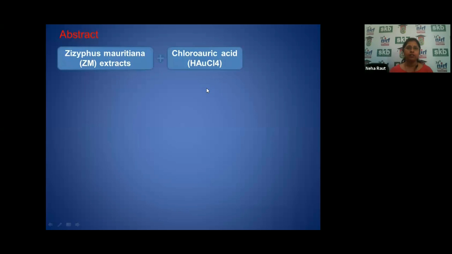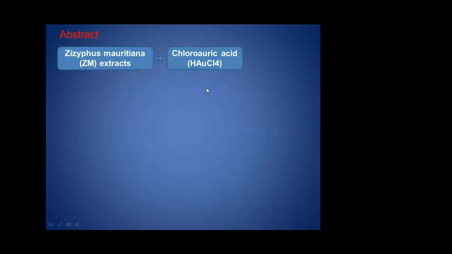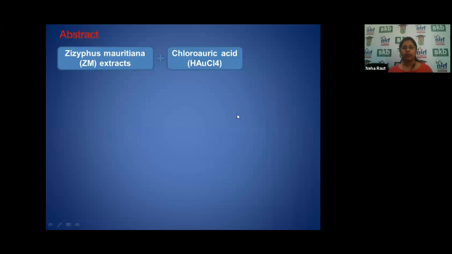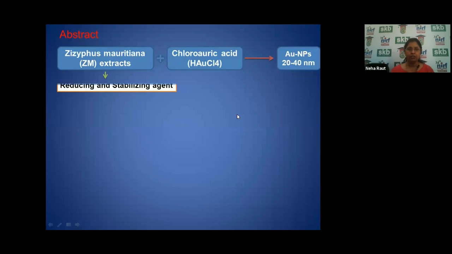So the abstract is here. Yeah, the abstract given here: in this study, the Ziziphus mauritiana extract is added to the chloroauric acid and it gives gold nanoparticles, as gold is indicated by Au, in the range of 20 to 40 nanometer.